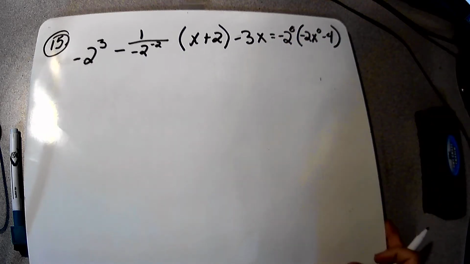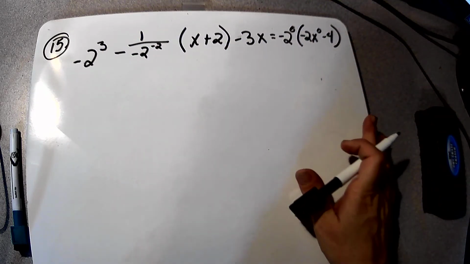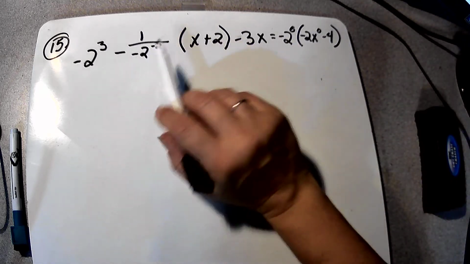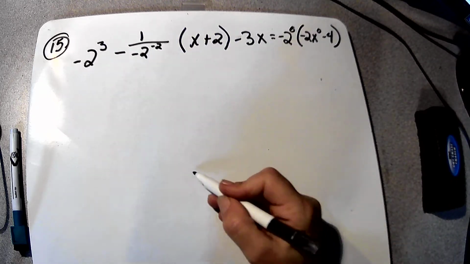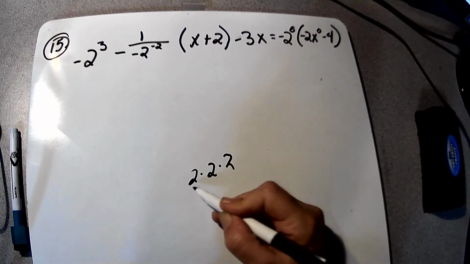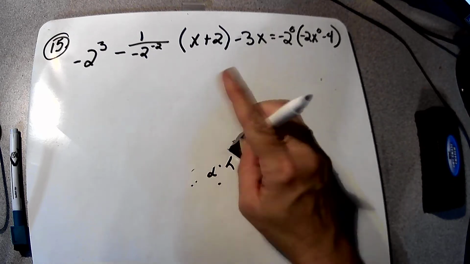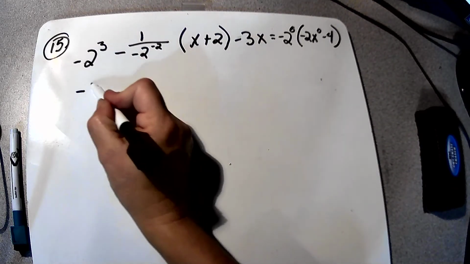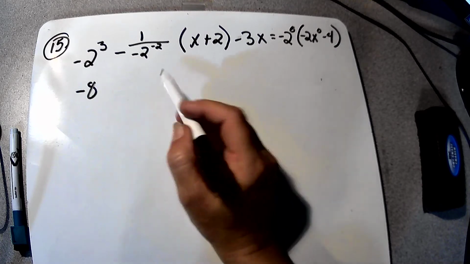Okay, on this one, we got some confusing notations here we're going to have to deal with. So exponents first. 2 to the third, that means 2 times 2 times 2. 2 times 2 is 4, 4 times 2 is 8. So we've got negative 8. Remember, we put the negative on after.